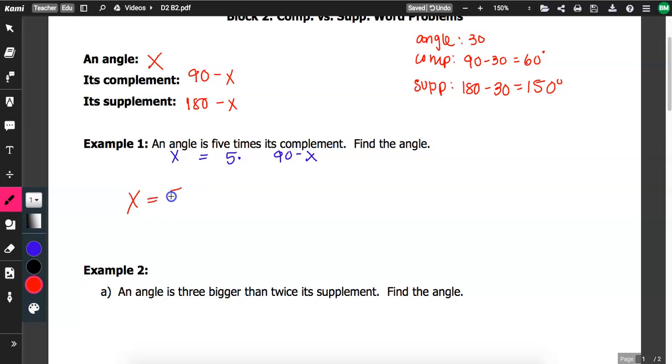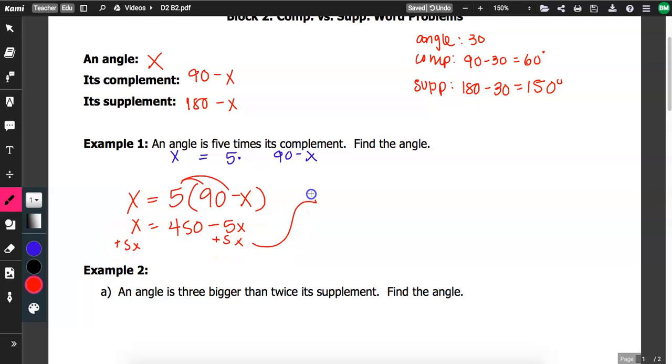So X equals 5. Instead of the multiplication sign, I'm going to use parentheses because I need to multiply by the entire expression, 90 minus X. And then I can solve for X. X equals, distribute, 450 minus 5X. Add 5X to both sides. So now I have 6X equals 450. And then X equals 75 degrees after I divide. X equals means I found the angle, so I'm done.